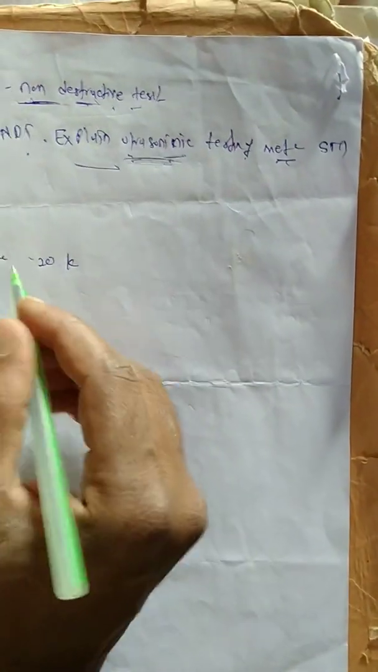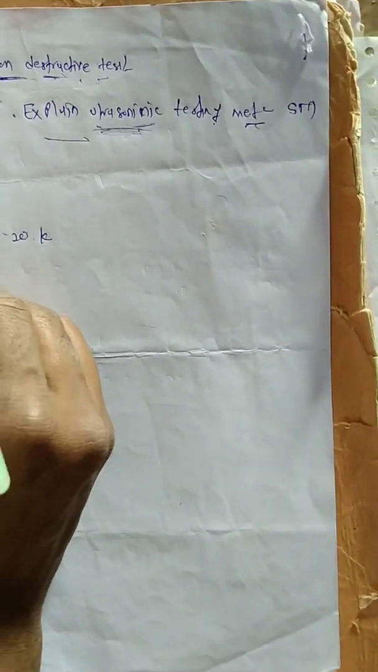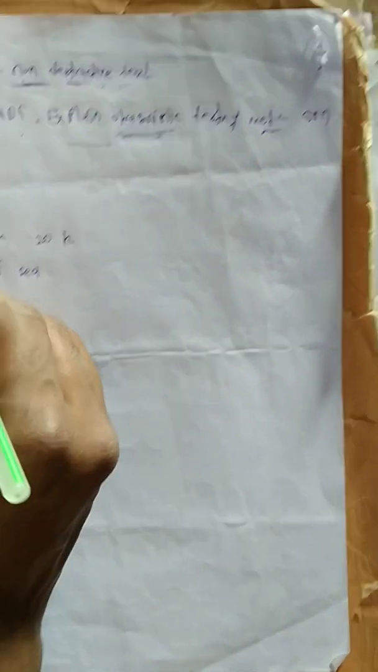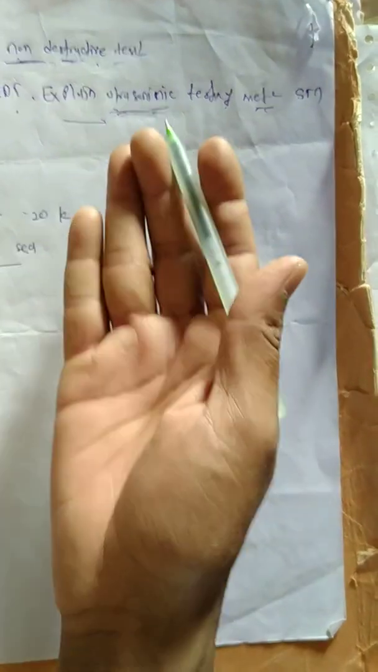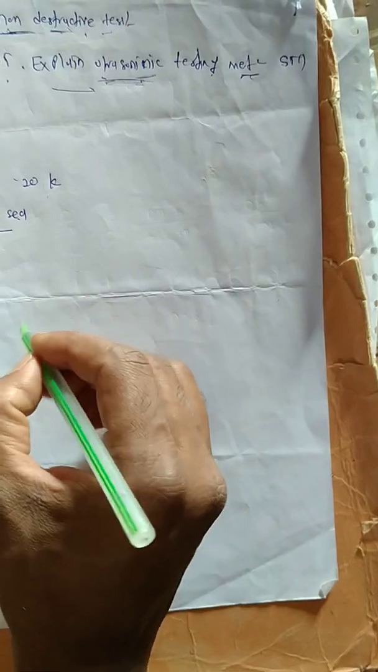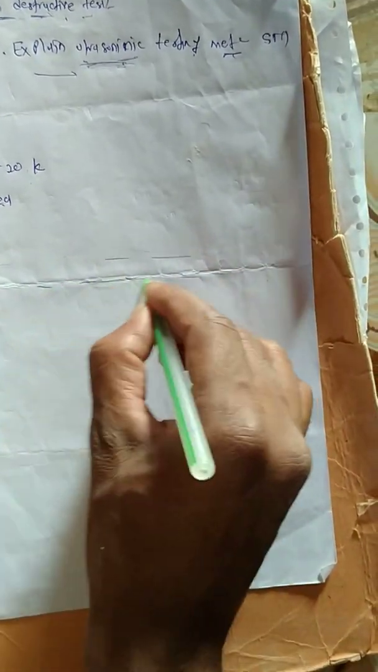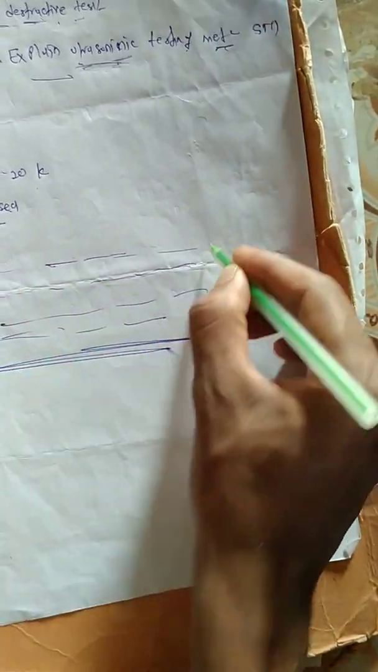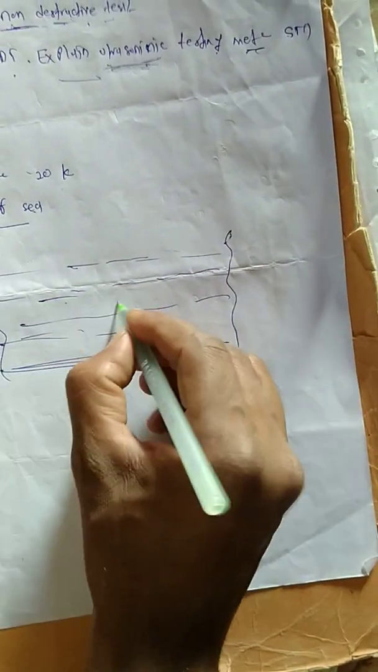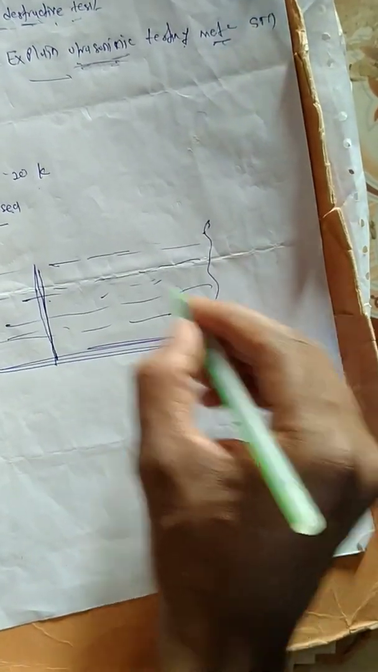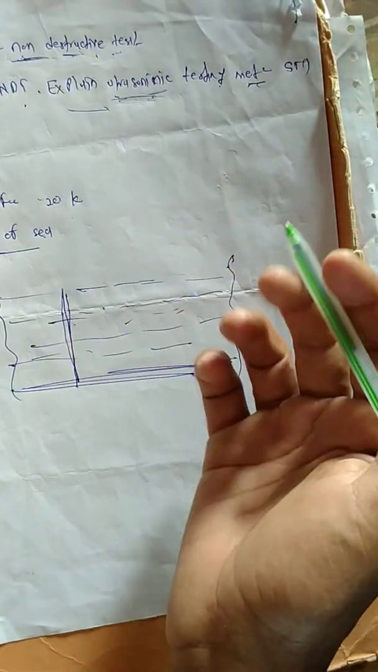The best example is the measurement of the depth of the sea. Let's take one example: measurement of depth of sea with the help of ultrasonic testing. How to measure the depth of sea? For example, this is the water, and here is the depth of the sea. Now, how to measure this depth with the help of ultrasonic testing measurement?